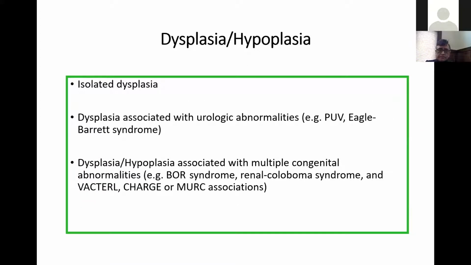If you look for dysplasia and hypoplasia, it's isolated dysplasia. Sometimes it is associated with PUD, Eagle-Barrett. Dysplasia and hypoplasia is also associated with multiple genes like renal coloboma gene, which involves RET, vectoral charge, or Merck association. And Merck association has been defined as having some involvement with the GDNF. That is a major component that combines with the RET gene through the ureteric and metanephric mesenchyma.